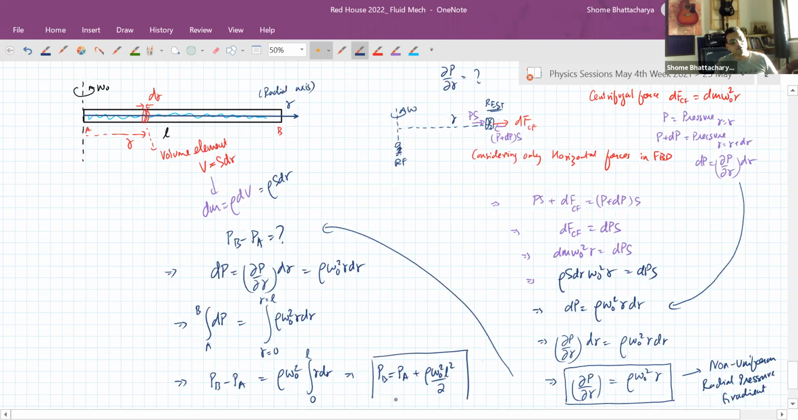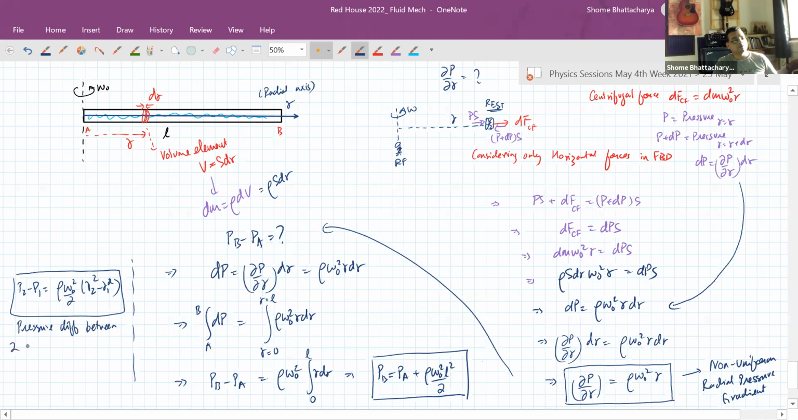So that's why I was telling you it's a non-uniform pressure gradient, which means it's a non-linear pressure difference. It in fact varies quadratically with respect to distance. Or if I select any two random points on the radial axis, the pressure difference between them will be equal to rho omega naught square by 2 into r2 square minus r1 square. So this is the pressure difference between two points at r equal to r2 and r equal to r1 on the radial axis.